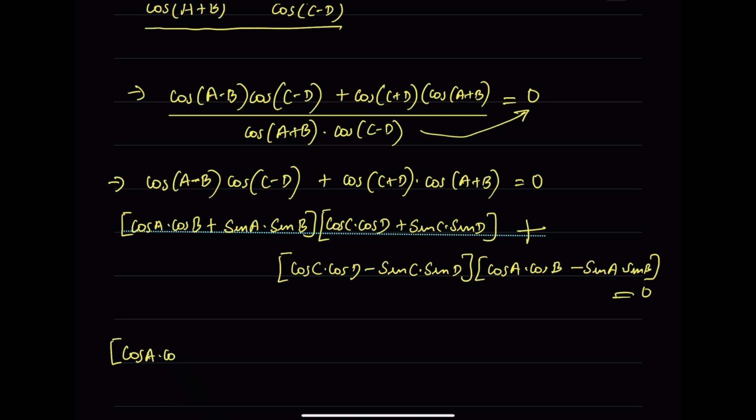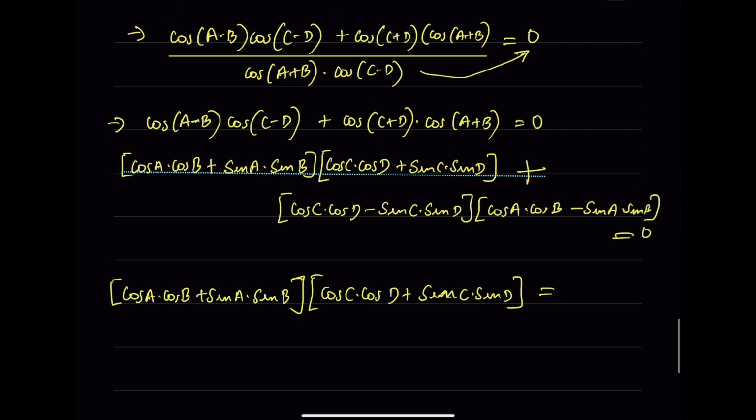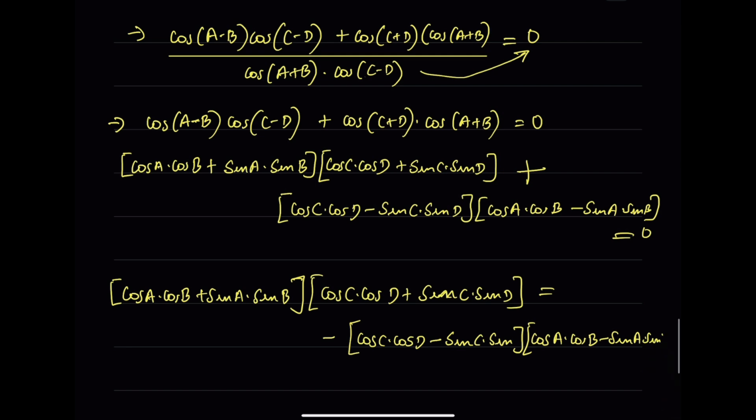So we would have (cos A cos B plus sin A sin B) times (cos C cos D plus sin C sin D). This is equal to minus (cos C cos D minus sin C sin D) multiplied by (cos A cos B minus sin A sin B).